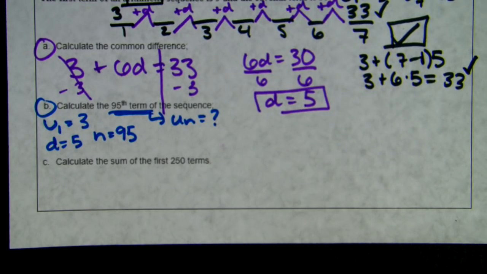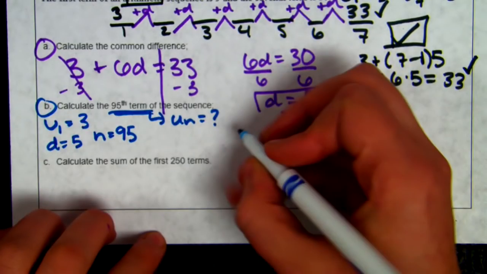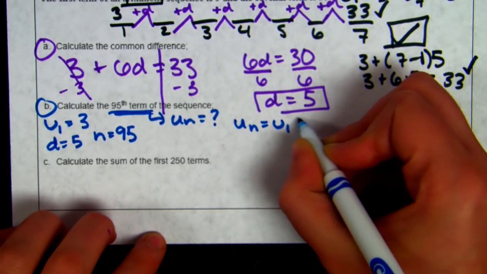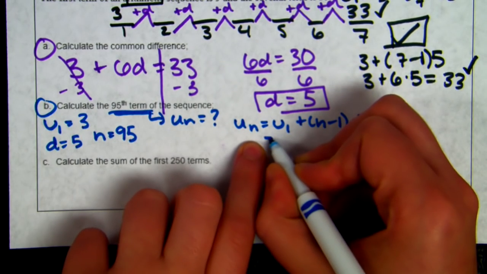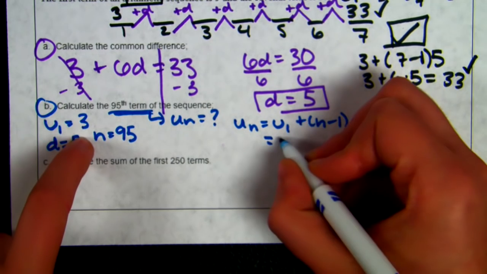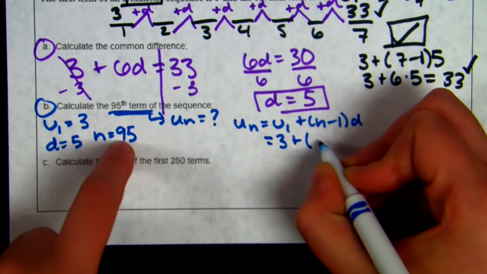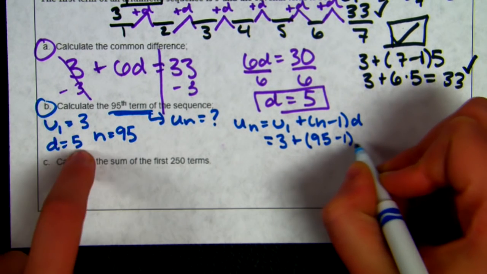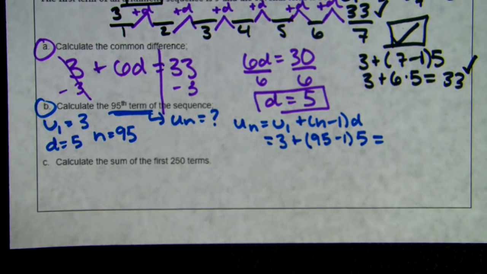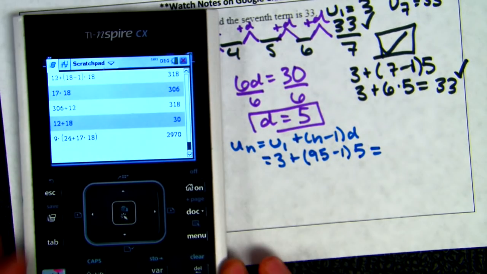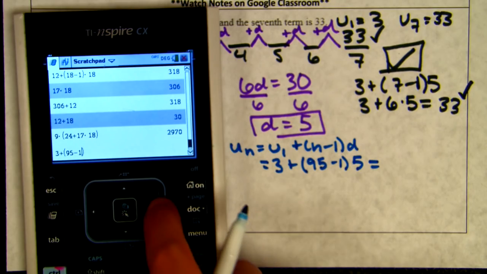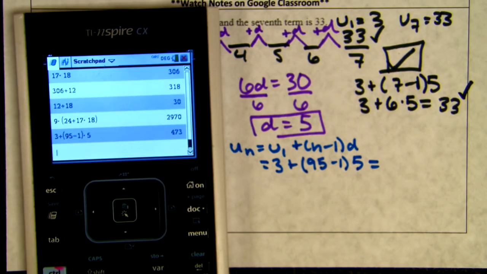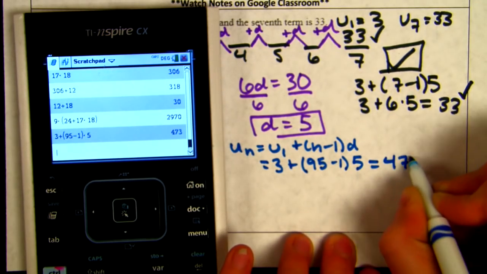So I'm going to go back to the top left of my notes. And I know I'm working with the formula Un equals U1 plus n minus 1 times d. So Un is what I don't know, so let's fill in what we do know. U1 is equal to 3 plus n minus 1, n is 95 minus 1, times my common difference of 5. I'm going to put that right into my calculator, if it turns on, which it did, great. So I have 3 plus 95 minus 1 times 5. And that gave me 473.